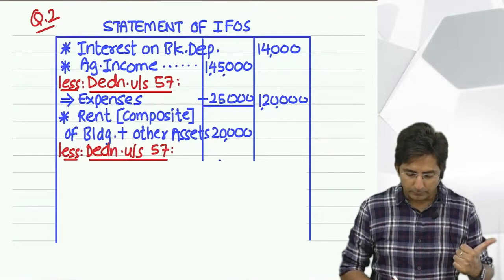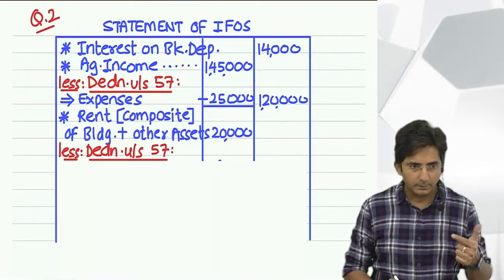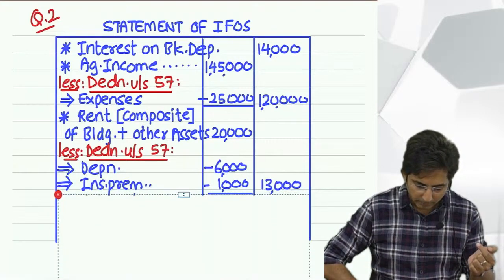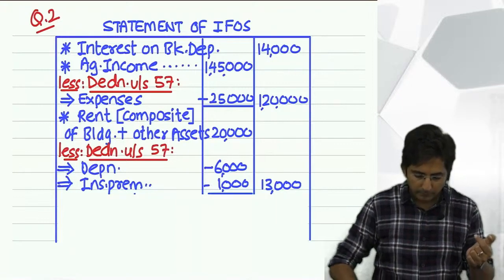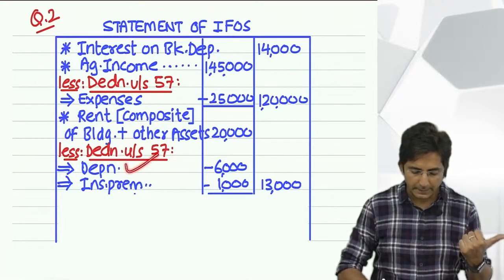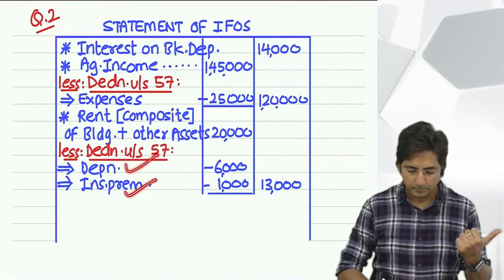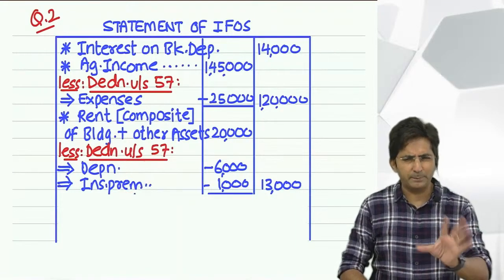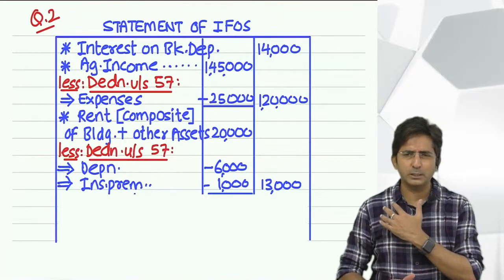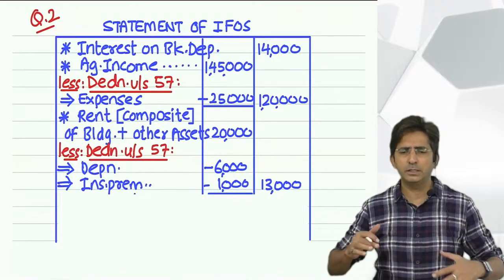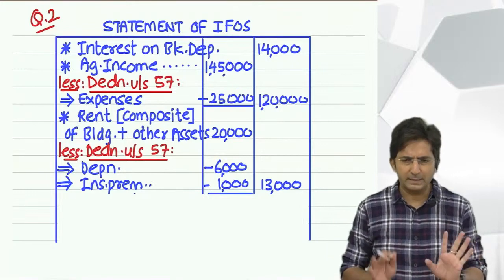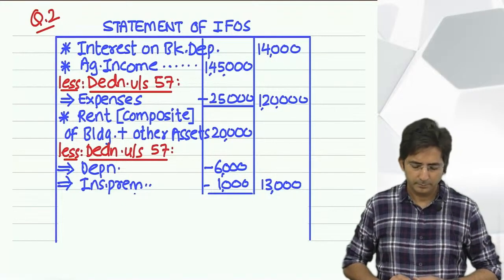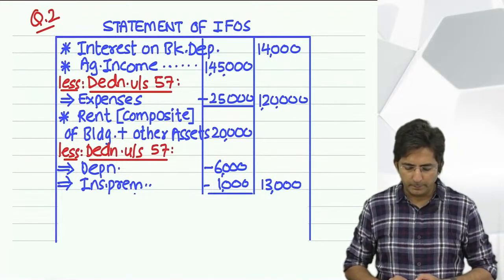So less deduction under section 57. Can you tell me the name of the expense given in the question? Depreciation and insurance premium. See my style of writing, look. I have prepared an arrow. Then depreciation. Then again arrow, insurance premium. Amounts in the inner column. You can just write depreciation. Not necessary to write the whole statement. Depreciation on this, that. You just have to write the name of the expense. Then insurance premium.